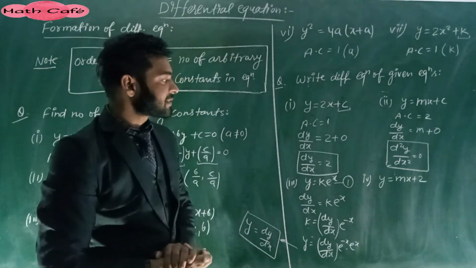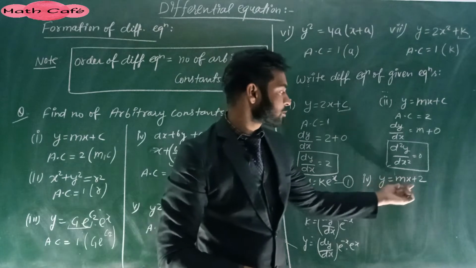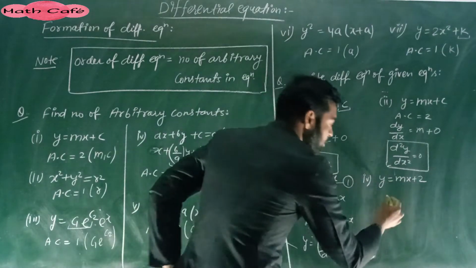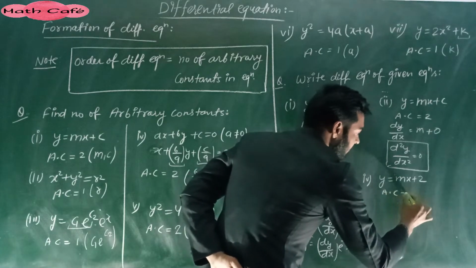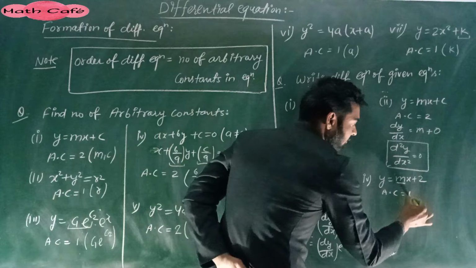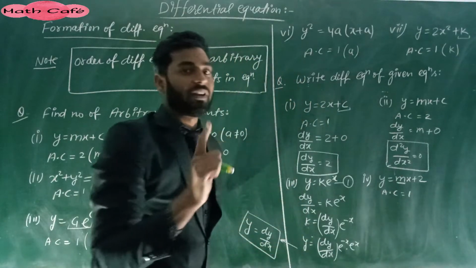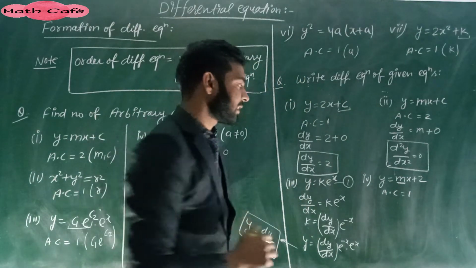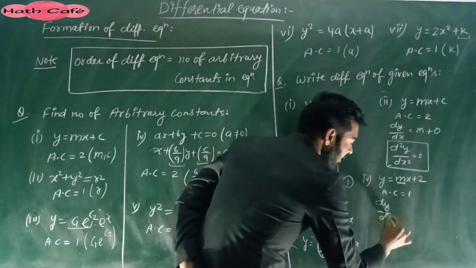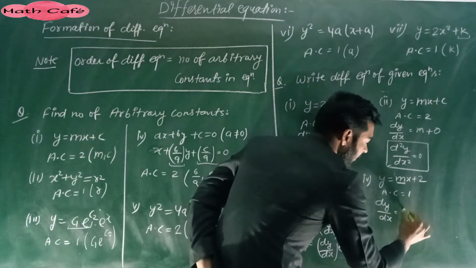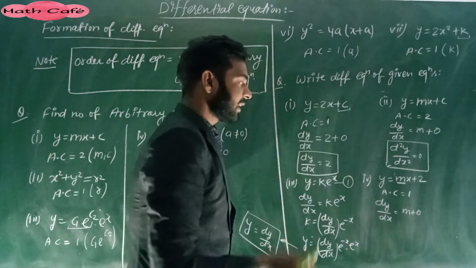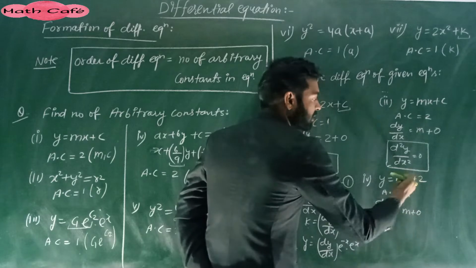Let's move to the next example, which is written here: y equals mx plus 2. Here the arbitrary constant is m, so the number of arbitrary constants is 1. So I will differentiate the given equation only one time. Differentiation of y with respect to x will become dy by dx equals m, and 2 will become 0. Alright, again I will put the value of m in the original equation.